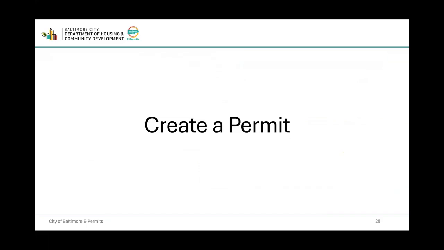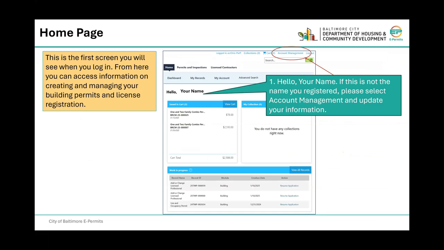So how to create a permit. This is the first screen you'll see when you log in. From here, you can access information on creating and managing your building permits and license registrations. So you'll see hello and your name. If this is not the name you registered, please select the account management and update your information.